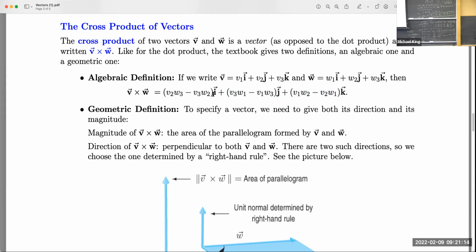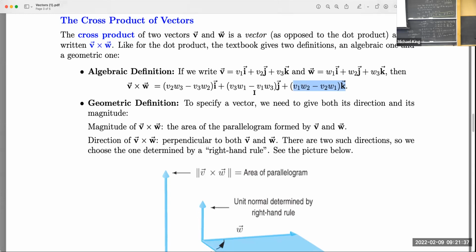Like you might notice the I component doesn't contain V1 or W1, it only contains the 2s and the 3s, like the J and K components of the initial vectors. And the same thing, the J component doesn't contain V2, W2. And there's some sort of pattern: there's a 2, 3 minus 3, 2, 3, 1 minus 1, 3, 1, 2 minus 2, 1. There's a reason it's chosen to be this way.